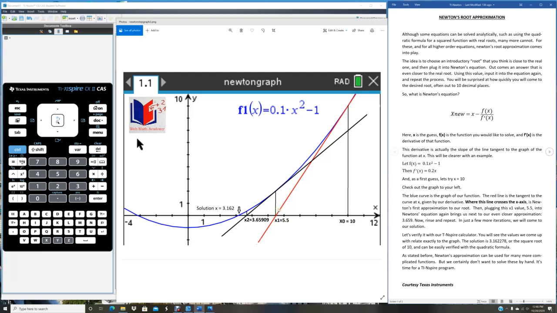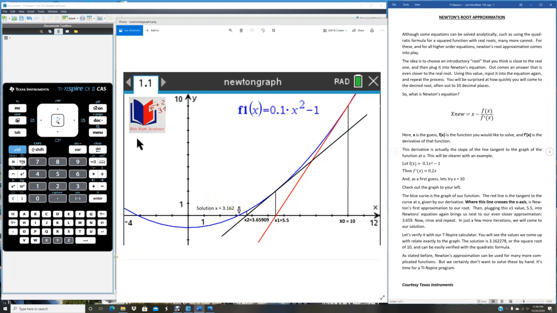If we plug this x1 value 5.5 back into Newton's equation, we get an even closer approximation, which in this case we can see from the tangent line crosses x at 3.65909. Now rinse and repeat. If we just do a few more iterations using these values, we will come up to our solution, which is 3.162, roughly the square root of 10.